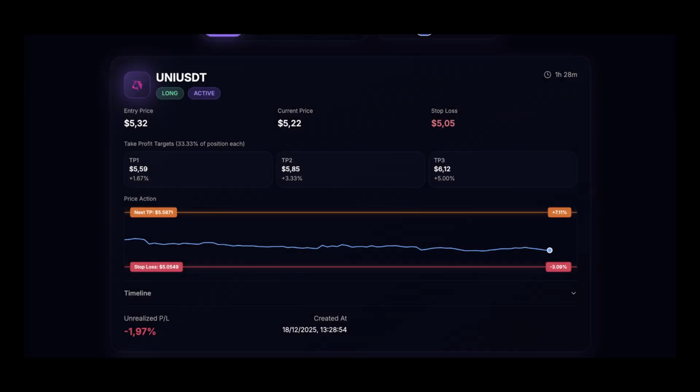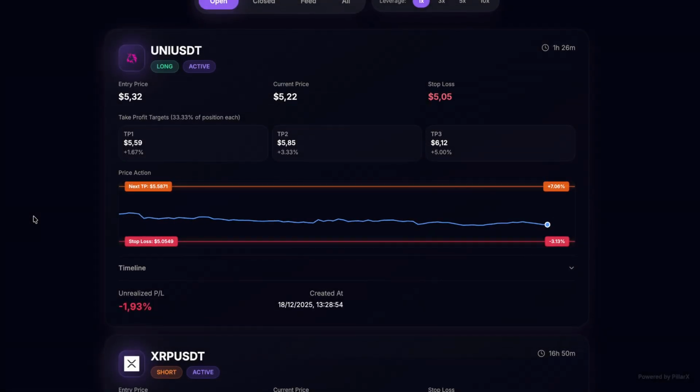When the algorithm detects a valid opportunity, it creates a trade event. That trade event includes asset, direction, entry price, stop loss, multiple take profit targets, position sizing logic, and automated risk management. Everything is defined at the moment the trade is created.